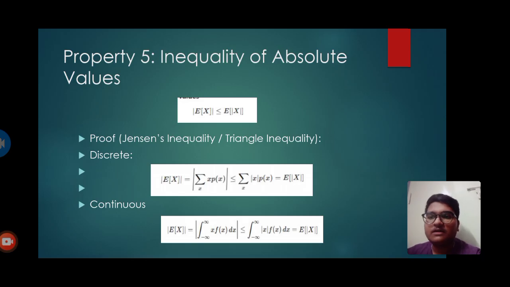Next, in the case of continuous, mod of E of x is equal to mod of the integral from minus infinity to infinity of x into f of x dx, less than or equal to the integral from minus infinity to infinity. Here we have considered mod only for x, as it is the only variable present in the integration part. So the integral from minus infinity to infinity of mod of x into f of x dx is equal to expectation of mod x, similar to the above. Now, as we know, mod is considered for positive values and negative values. Mod is used to change negative values to positive values, right?